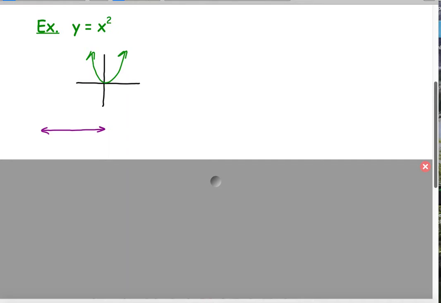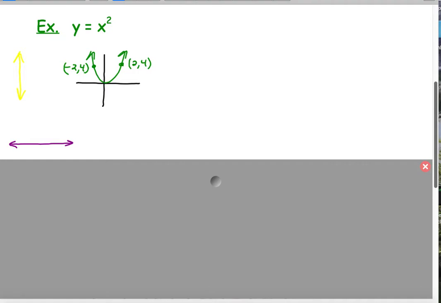It is a function, so it does pass, let's go with the yellow, it does pass the vertical line test. Any vertical line I draw will only hit this graph in one spot, so it's a function. It does not pass what we call the horizontal line test. It's hitting it in two points at any given y greater than 0. Why does it work that way? Well, for example, let me write a couple of ordered pairs. Let's say we take the point here, 2, 4. What about the point over here, -2, 4?